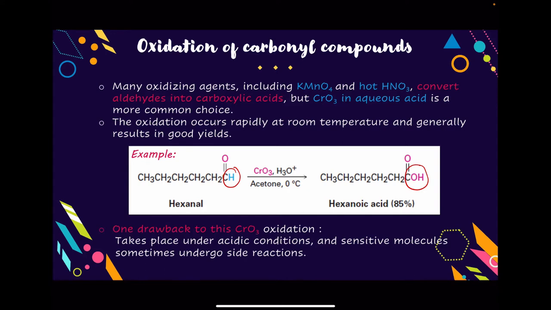In the oxidation reaction also, the hexanal or aldehyde can react with KMnO4 and hot HNO3, and it also gives the carboxylic acid compound. So it means that in the reaction, the aldehyde can react with CrO3 in aqueous acid, or you can give the reaction with the KMnO4 in hot HNO3. It gives the same compound.